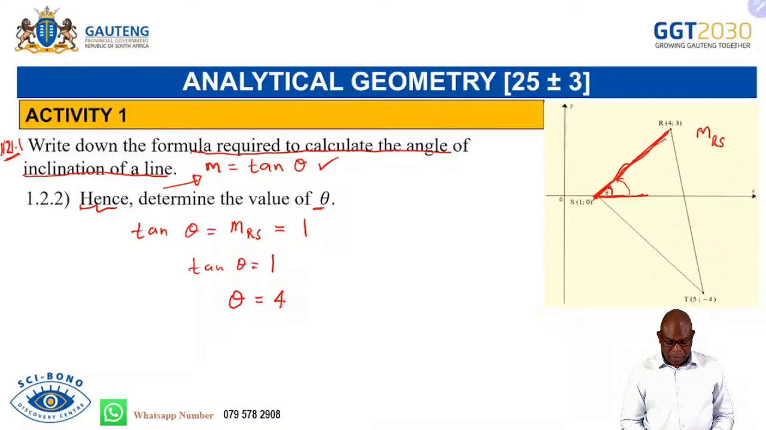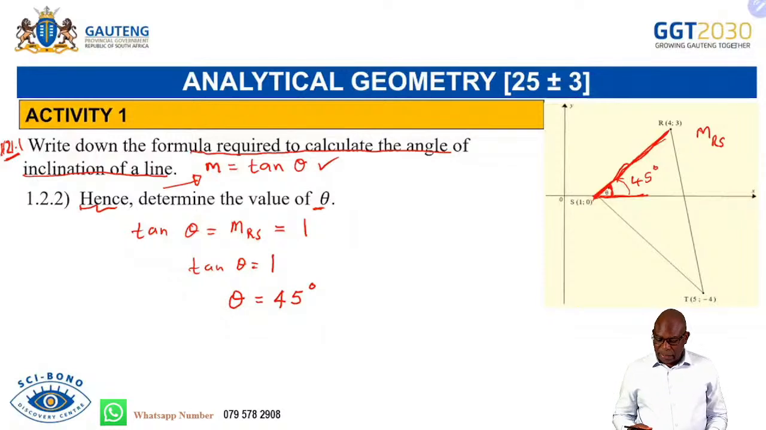If I do it on my calculator, the answer is that theta will be 45 degrees. Okay, so I am right here, that angle is less than 90, so that angle can be 45 degrees. It's less than 90. Okay, right.